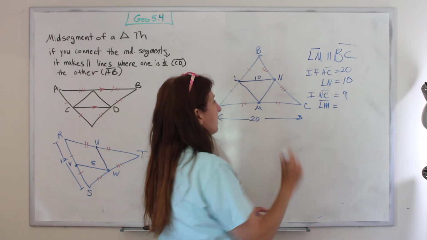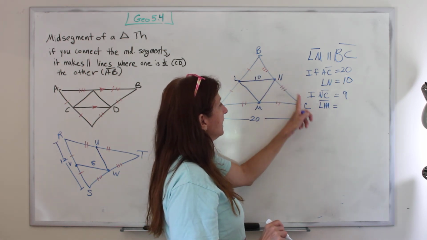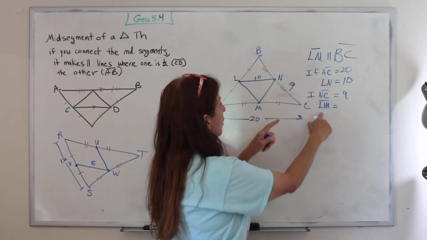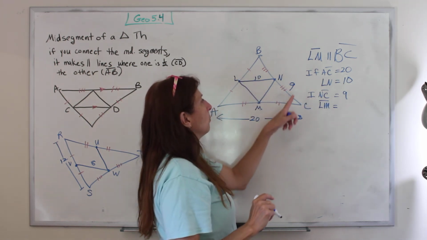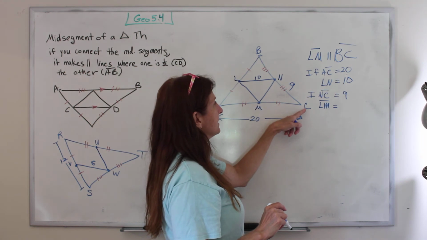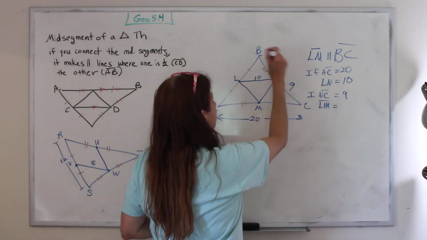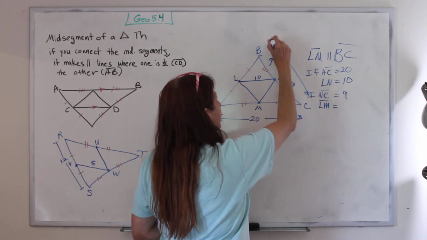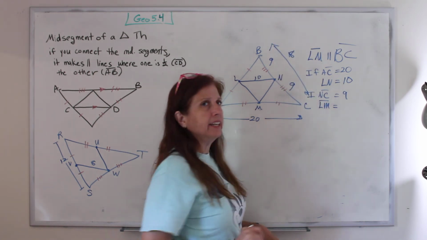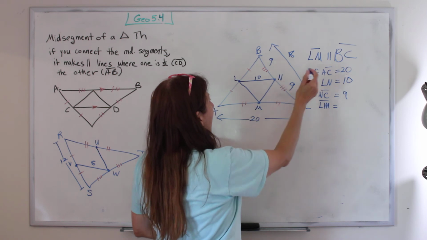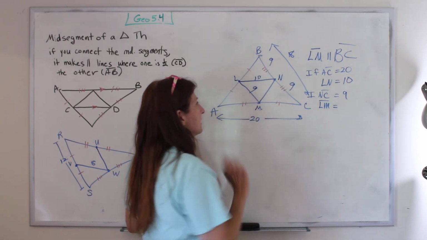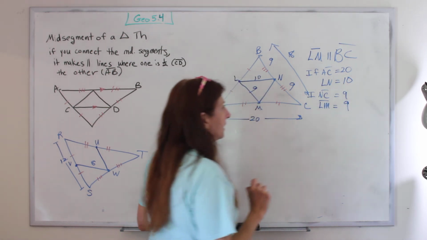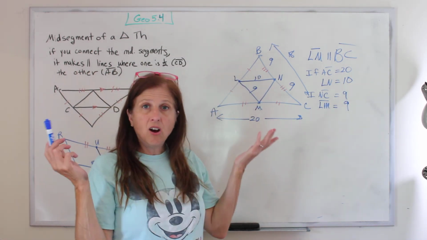Ta-da! Now the next one says if NC, just this little bit, is 9, what is LM? Well, if NC is 9, that means BN is also 9, and the whole thing is 18. 9 plus 9 is 18. Half of 18 is 9. So LM is 9. Not hard, right?